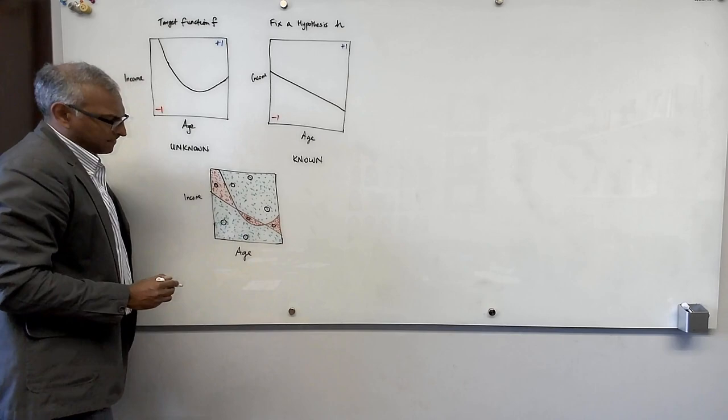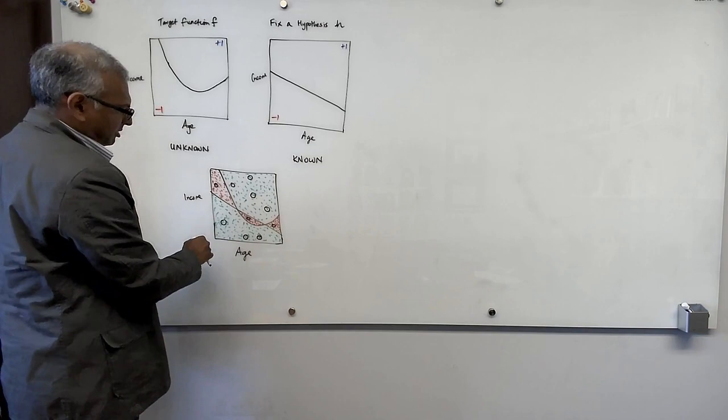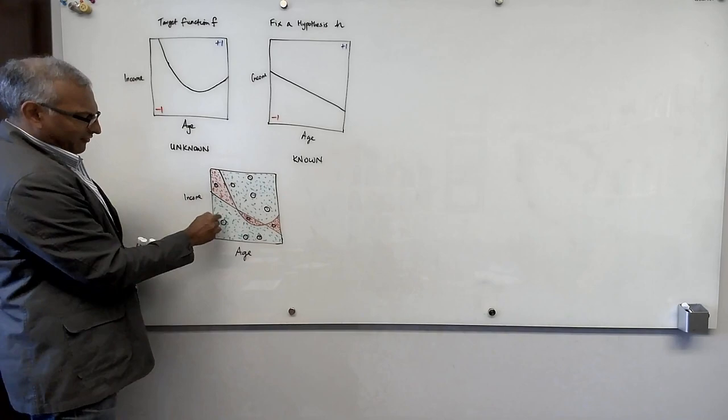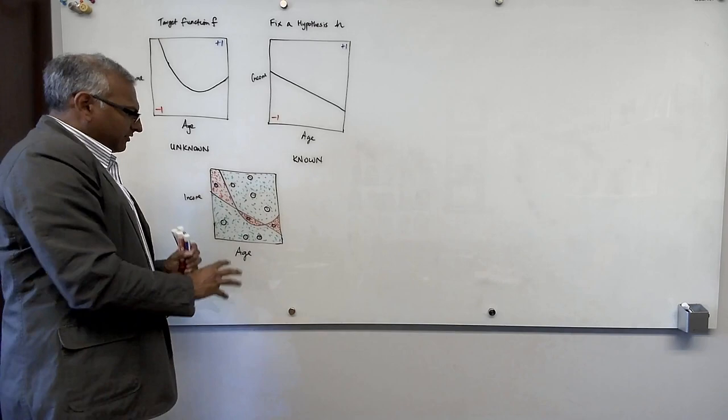Let's say I pick a few more points. So I picked 1, 2, 3, 4, 5, 6, 7, 8, 9, 10. I picked 10 points. So remember, I don't know the red and green region. Even though I've picked these data points, think of them as applicants who came with particular income and age, I don't know what the red and green regions are.